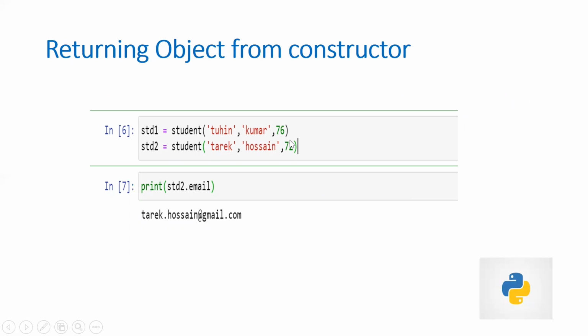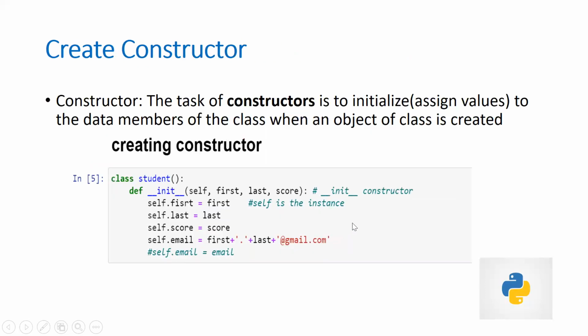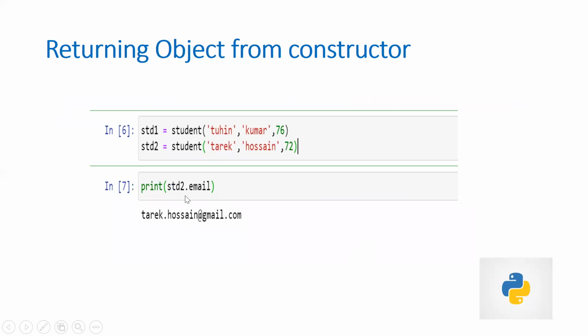Now this is the value assigning, and this is how we can retrieve it from the constructor. Using print, I write a print statement, write the object name, and then dot. If I press shift enter, it will return the value of the email attribute of object 2. So it is first name dot last name at gmail.com, as it was formatted in the constructor function. So it is following the constructor. If I write std1 dot name, it will return Tuhin.